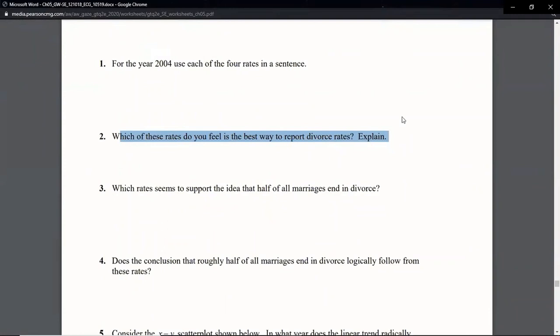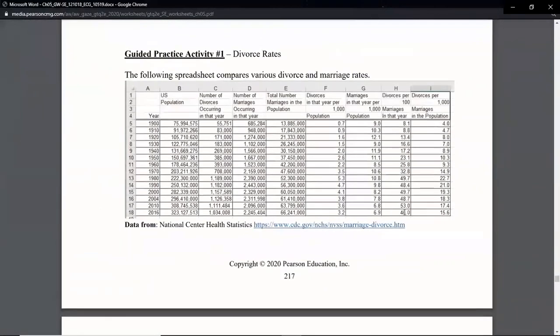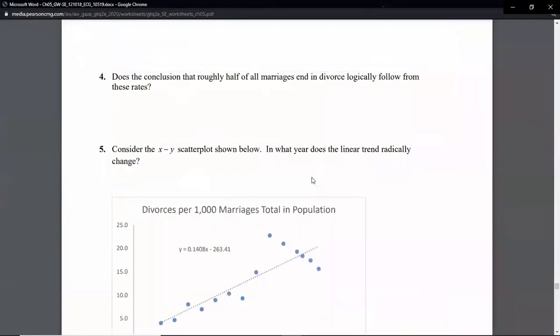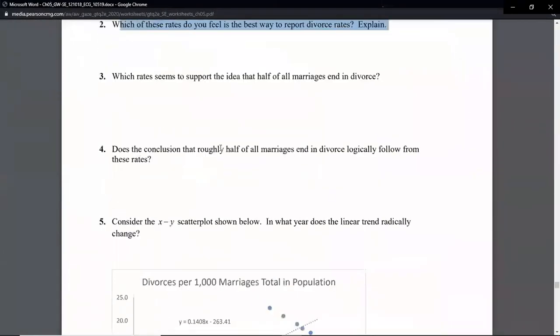Which rates seem to support the idea that half of all marriages end in divorce? Well, if you look at this one, at this column, divorces per 100 marriages, this is the thing where you're comparing these two values to each other as a ratio. And that's where you get that 50% approximation for the past roughly 50 years or so. Before then, that wasn't really the case. There were a lot fewer divorces per marriage. So does this conclusion that roughly half of all marriages end in divorce logically follow? Absolutely not. It's just in a year, there's twice as many marriages as divorces.